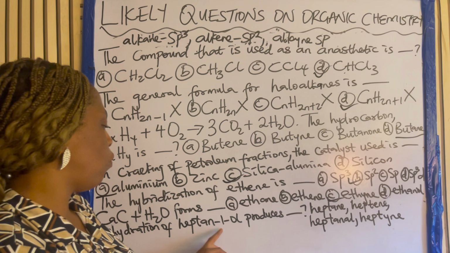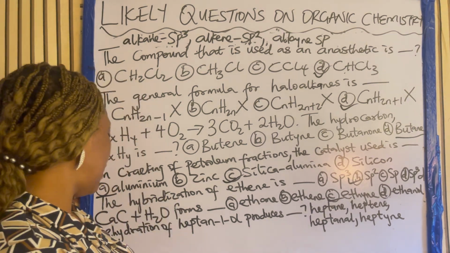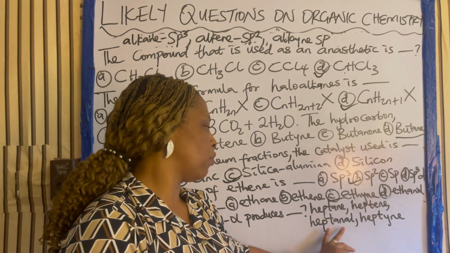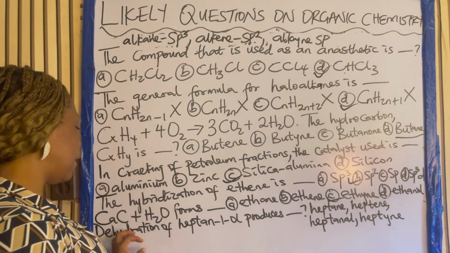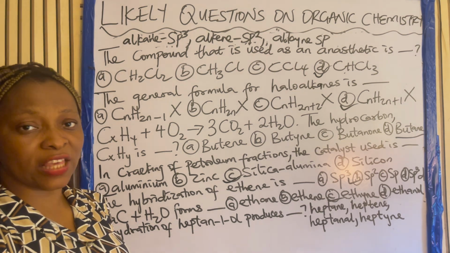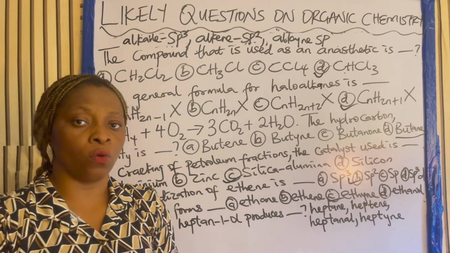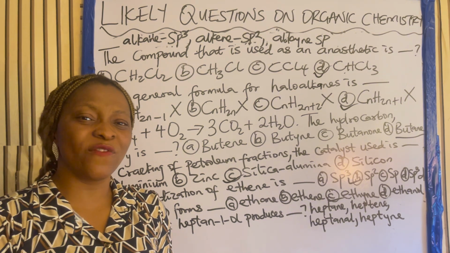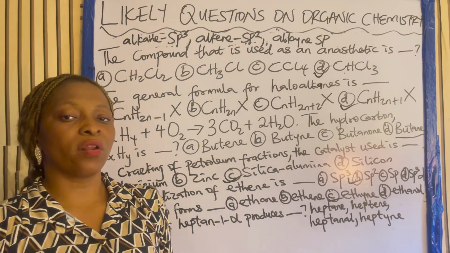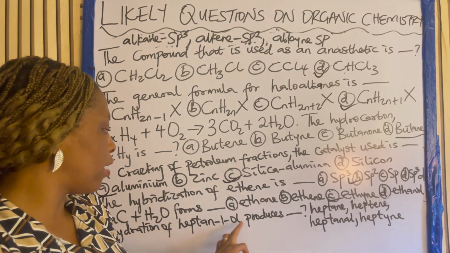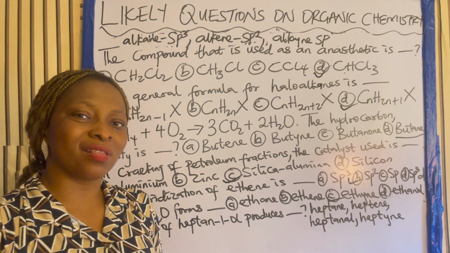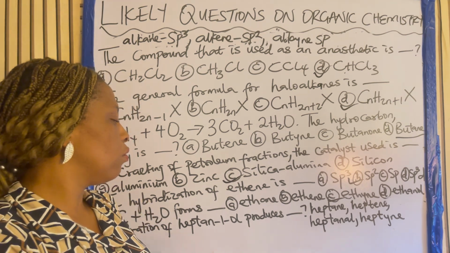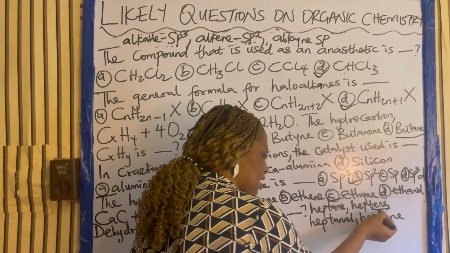Dehydration of heptan-1-ol produces what? Ethane, heptene, heptanol, heptyne. When you dehydrate heptan-1-ol, what will it give you? Once you hear dehydration of alkanol, dehydration means removal of one molecule of water. Any alkanol you dehydrate will give you the corresponding alkene. So this is heptan-1-ol. When you dehydrate it, it will give you heptene, because dehydration of alkanol gives alkene, E-N-E. So this will give you heptene.